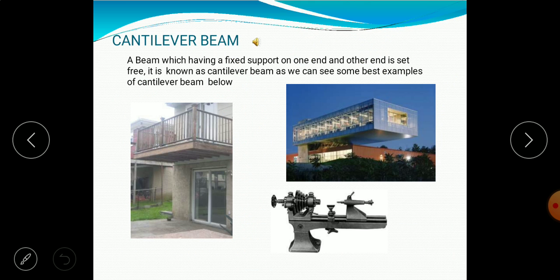So next, cantilever beam. A cantilever beam is a horizontal member which is provided with fixed support at one end and the other end is simply free without any support. That sort of beam is known as a cantilever. Cantilever beam is nothing but one end fixed and the other end free.